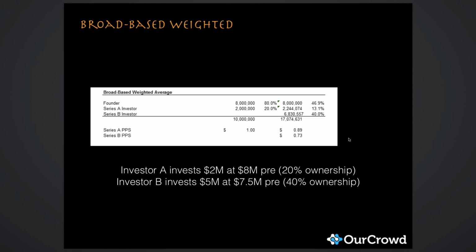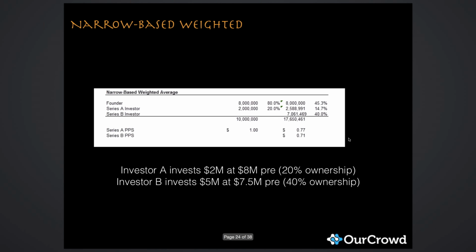So broad-based weighted average, as I said, is a formula where you're weighting the existing shares at the old price, plus the number of shares that the new investor would be getting if he was paying the old price, and then you're dividing that by the existing shares plus the number of shares that the new investor is getting. So it's this ratio that tries to come up with some sort of balanced average between the two share prices. In this case, here's how the numbers play out. We'll show a comparison across all the scenarios at the end.